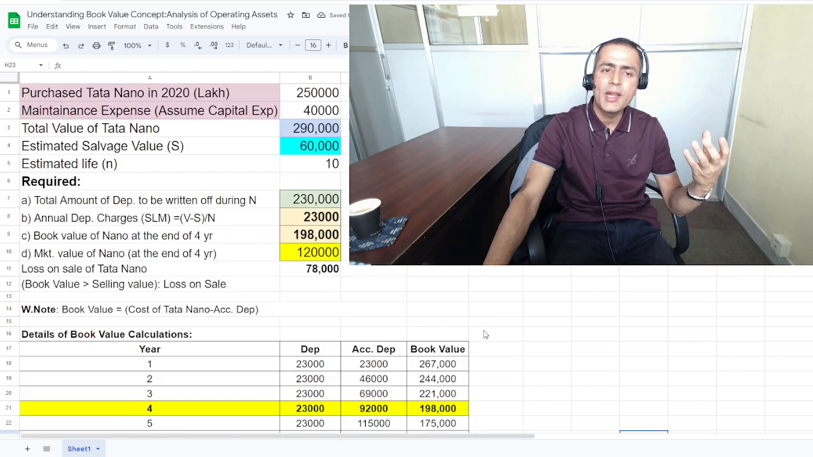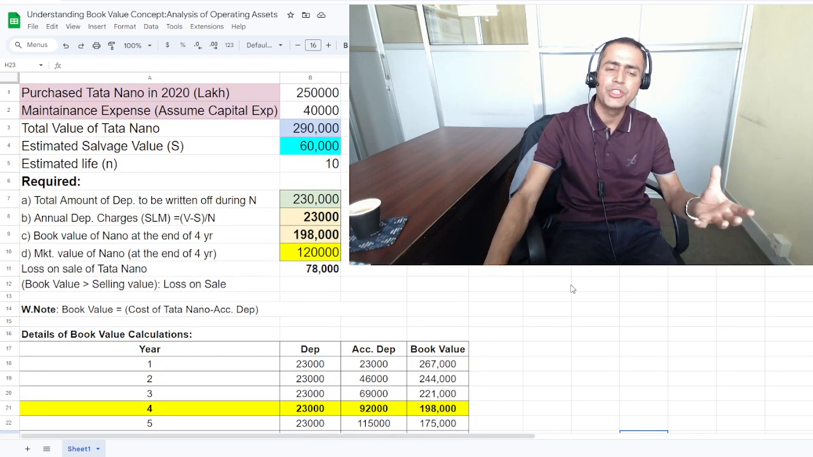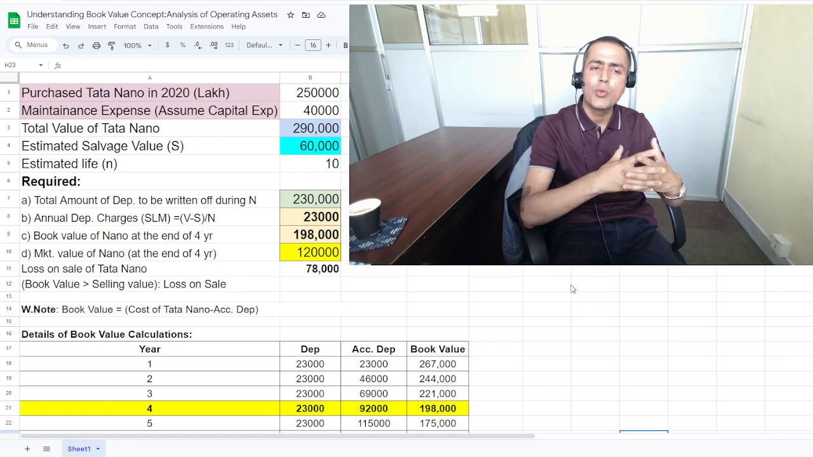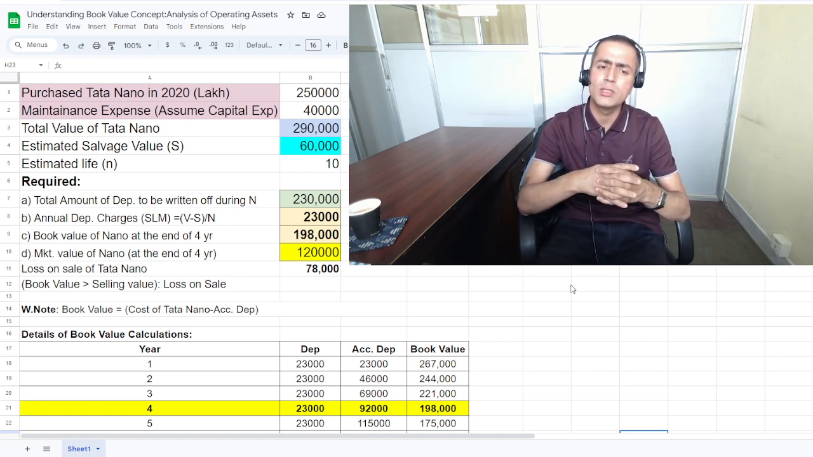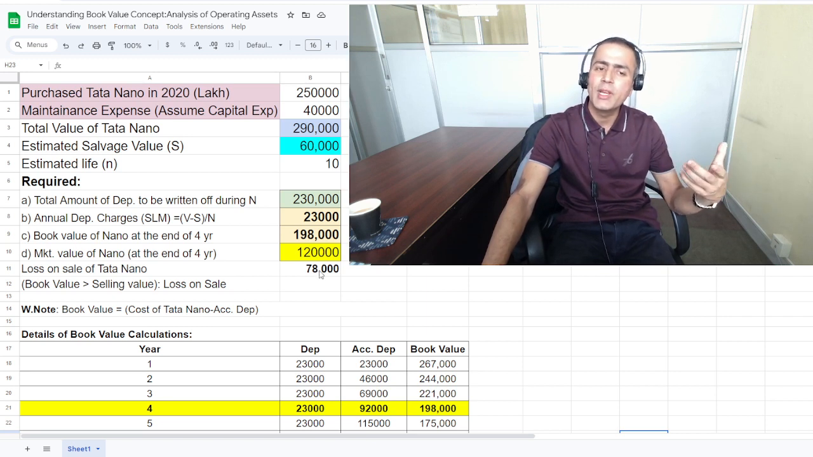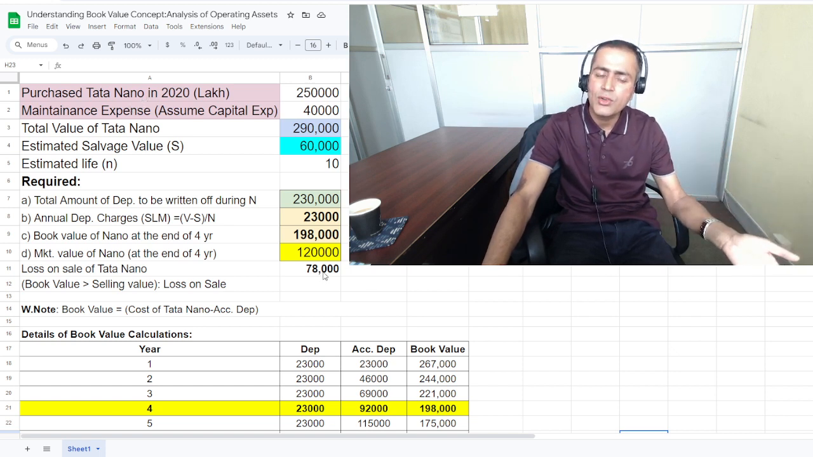Now the rationale behind calculating the book value is that once we calculate the book value of any equipment or machine which is long term in nature, and you are planning to sell it, it would be good to calculate the book value and then decide whether there would be a gain or loss on sale. Like in this case, we would have a loss of 78,000. So rationally you are not going to sell it. The reason is that you would have a loss of 78,000.